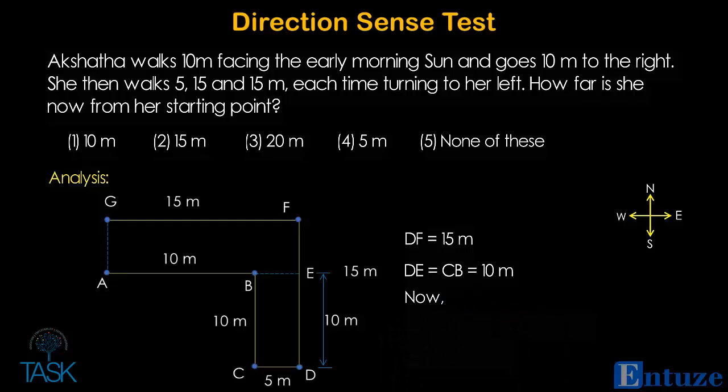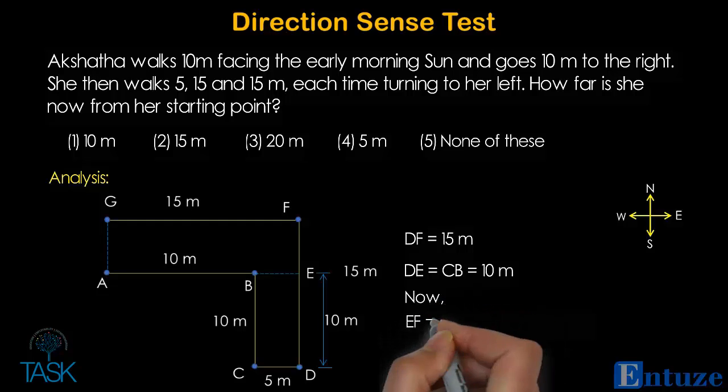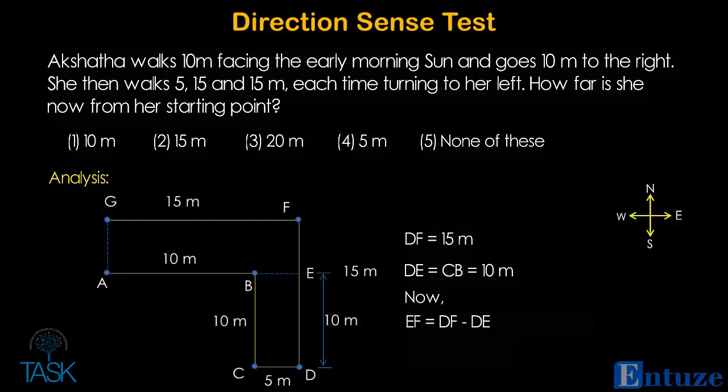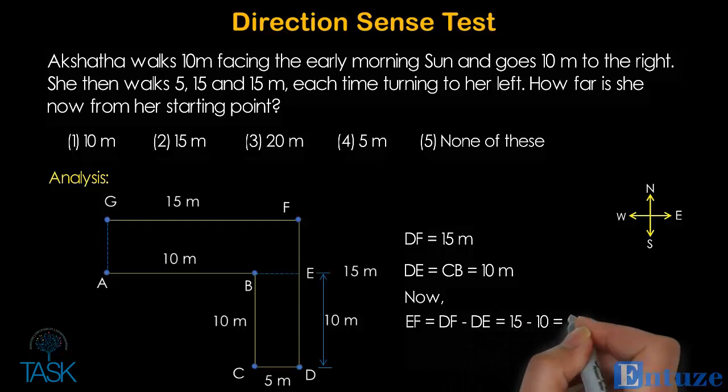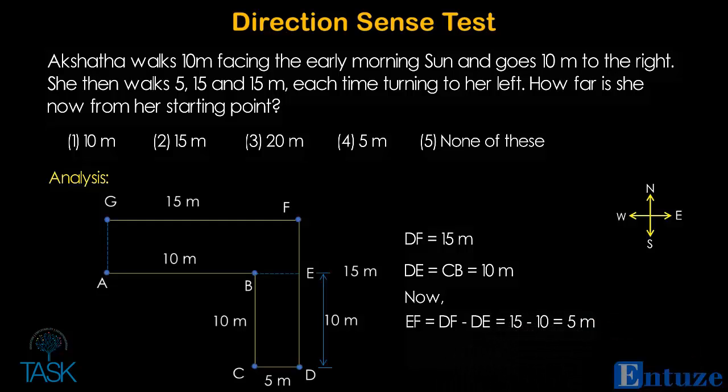Now, EF is equal to DF minus DE, which is 15 minus 10, equal to 5 meters. We know AG is equal to EF, which is 5 meters. So, we got the distance from the starting point A to end point G as 5 meters. So, the correct option is 4, or 5 meters.